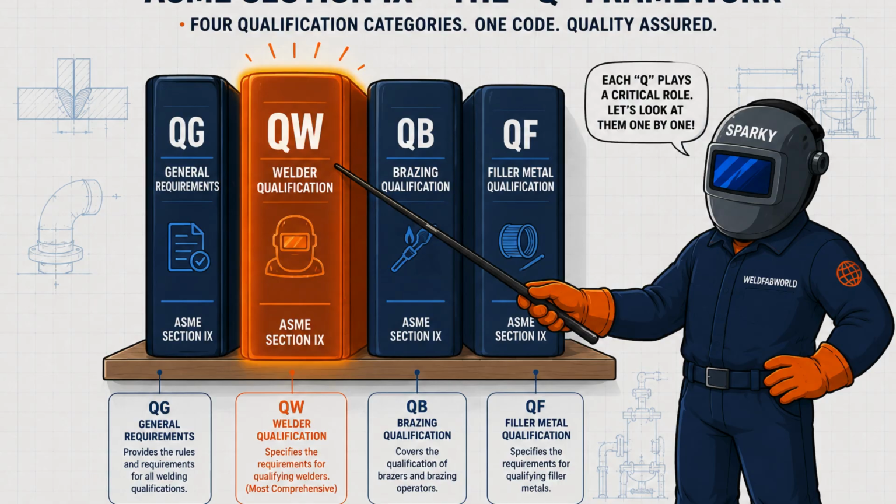The code is organized into four main parts. Part QG covers general requirements that apply across the whole book. Part QW, Welding, is the big one, covering welding procedure qualification, welder and welding operator qualification, and the data tables that list every essential and non-essential variable you'll ever need to track.